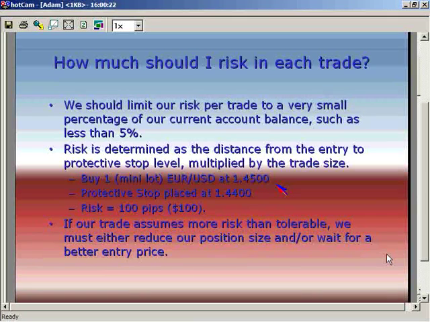5% is the maximum. I would tell you, if you have enough money in the account, start with 1 or 2%. You have a $10,000 account. If you lose $200 and your account equity is $9,800, that's not nice. It's not the end of the world.